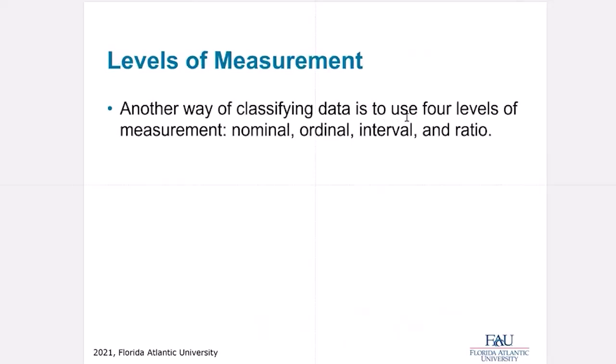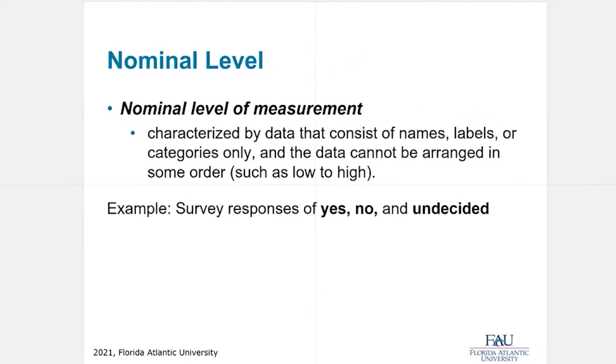Another way of classifying data is to use 4 levels of measurement. And this is what we're going to talk about next: nominal, ordinal, interval, and ratio. What is nominal? First of all, we have to know what our information is. So nominal level of measurement is characterized by data that consists of names, labels, categories. And the data cannot be arranged in any order, such as low to high.